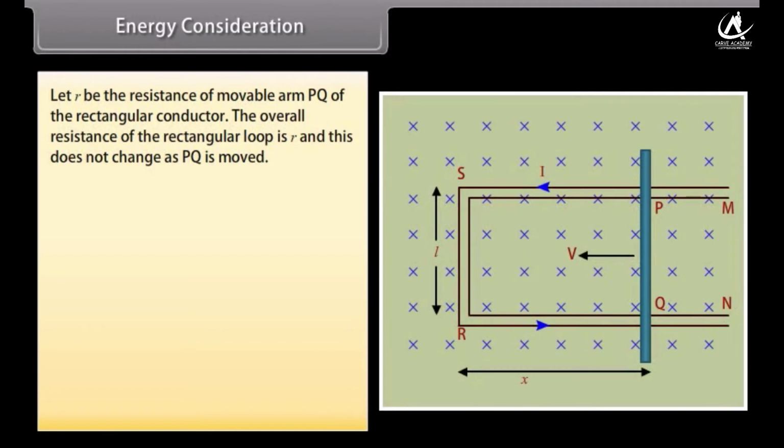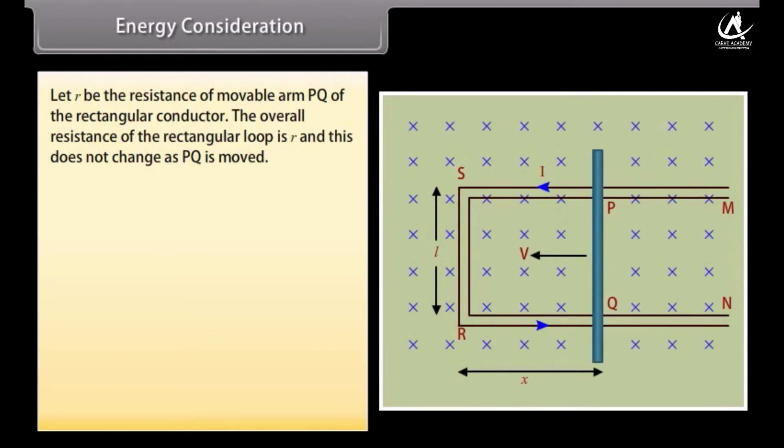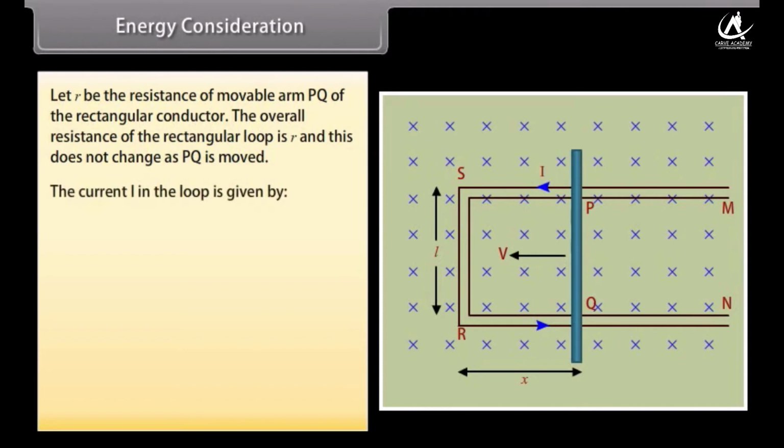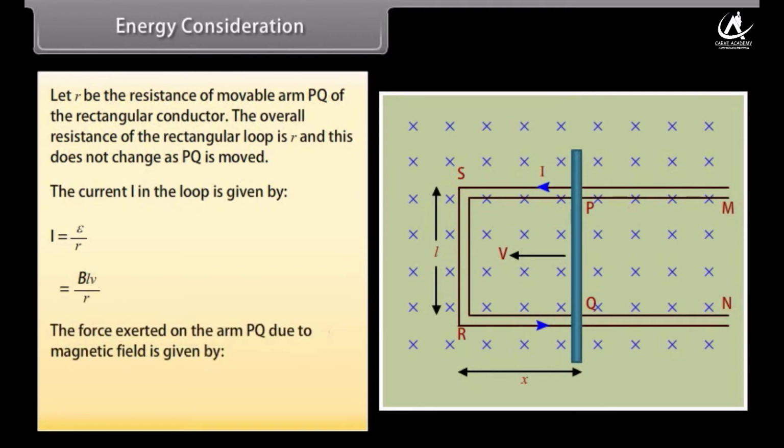Energy consideration. Let R be the resistance of movable arm PQ of the rectangular conductor. The overall resistance of the rectangular loop is R, and this does not change as PQ is moved. The current I in the loop is given by E divided by R, which is equal to BLv divided by R. The force exerted on the arm PQ due to magnetic field is given by ILB, which is equal to B square L square v divided by R.